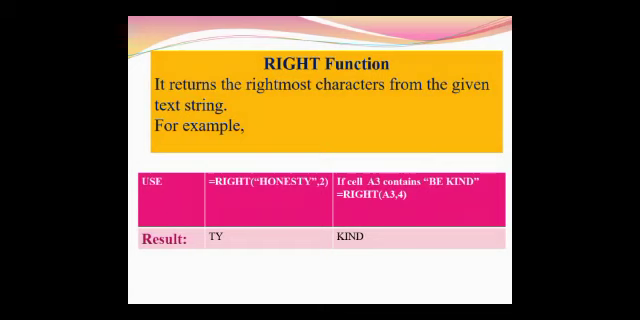Suppose honesty is the word. You write equal to right in bracket honesty, see, it is written in double quotes, comma 2. So 2 characters from the right hand side. They are TY. If cell A3 contains be kind and you write equal to right in bracket A3 comma 4. So cell addresses, children, they are not written in double quotes. The 4 characters from the right hand side will be KIND.